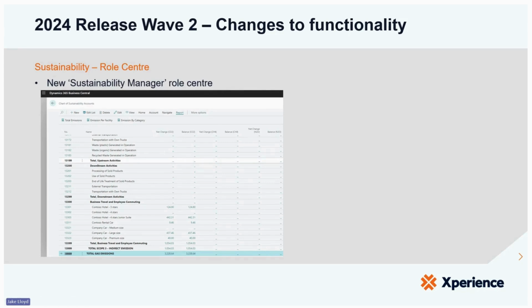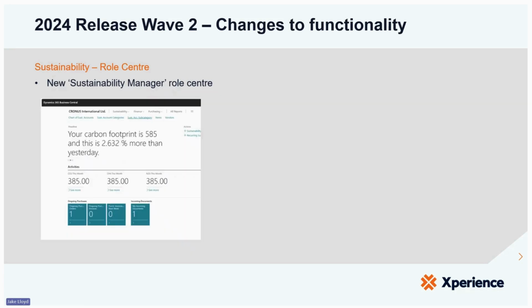But Microsoft have really enhanced this in this release wave, and they plan to do more and more releases for this as well. So what I'm showing you today, without diving into the sustainability functionality too much, is the role centers which they've introduced. The reason they've introduced these is because we've got scorecards which allow you to track how well you're doing in terms of your methane, carbon dioxide and nitrous dioxide outputs.